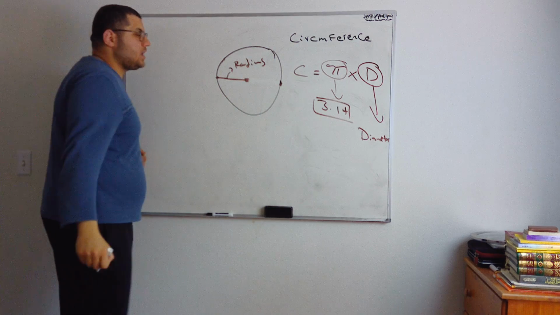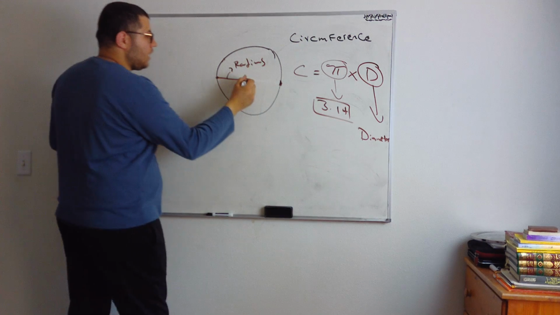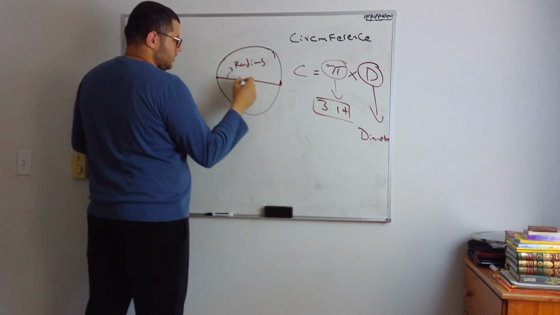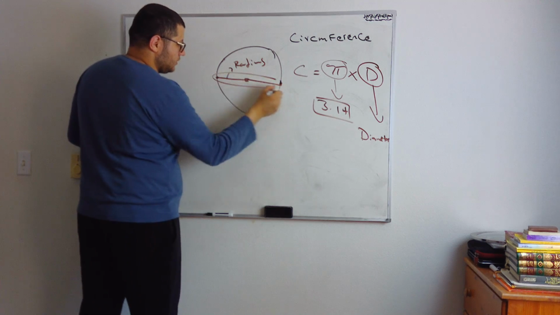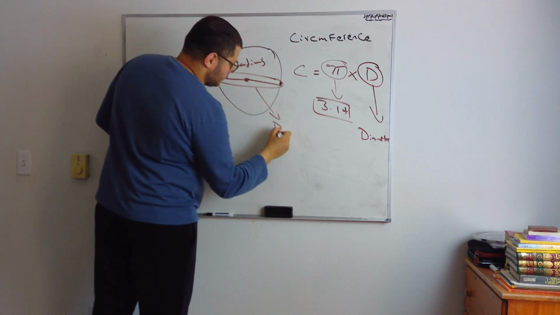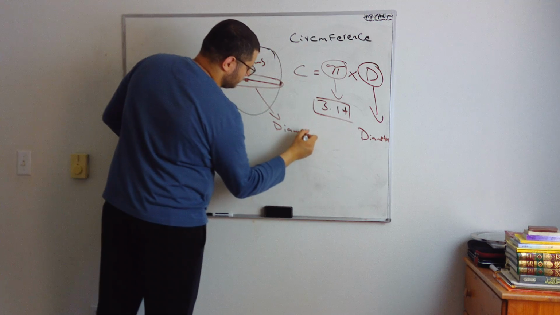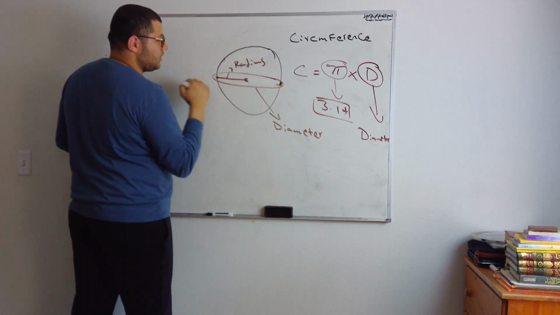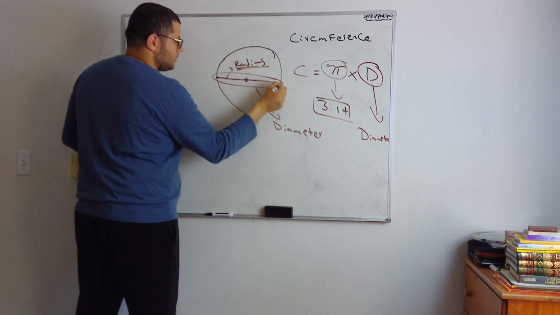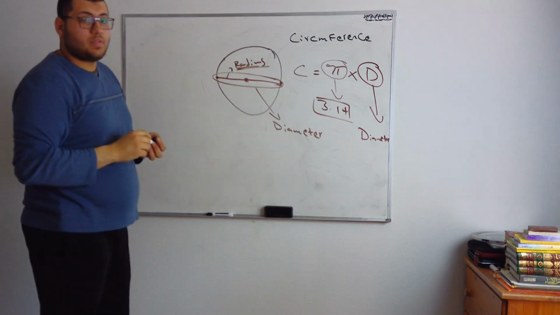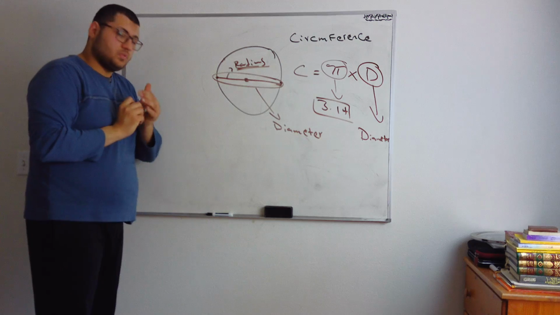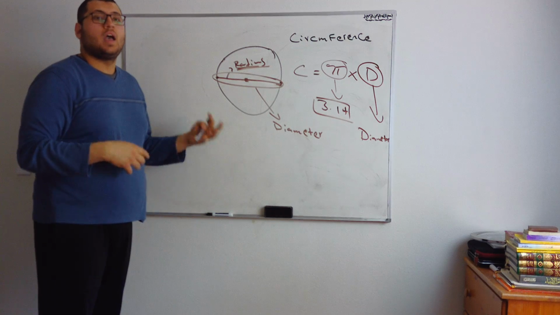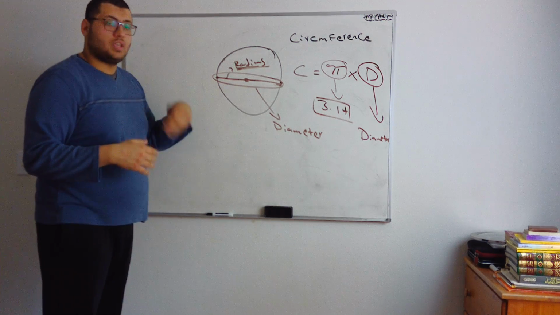So half of the line is what? The radius. The full line is what? The diameter. So the full line here is called the diameter. Half of the diameter, only half of it, is called what? The radius. Okay? Now that we know these attributes of the circle, let's go ahead and take this process into action.